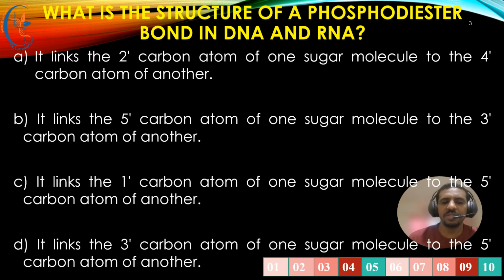Okay, here is the first question. What is the structure of a phosphodiester bond in DNA and RNA? Actually, I have set a timer for 10 seconds, but feel free to pause it if you would like to have more time to read the question slowly, okay?